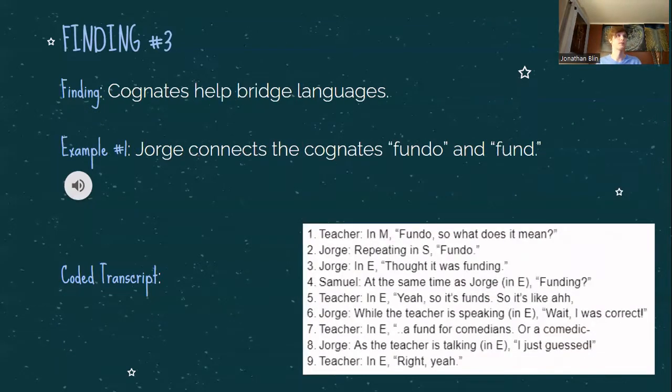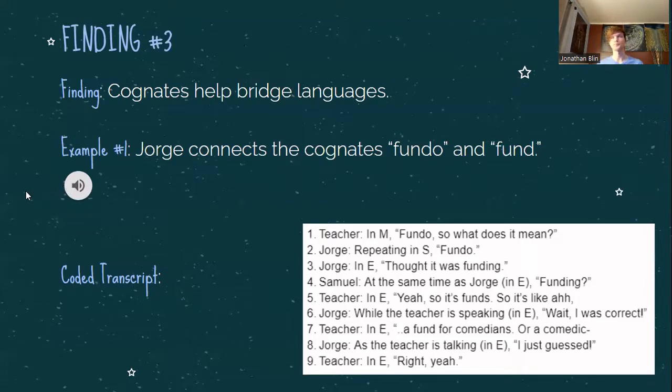And for our third finding, notice that cognates help bridge languages. Okay, so for our example, we have Jorge connecting the cognates fundo and fund. Cognates are a set of words or pair of words that are similar between languages. And so we can see that with this example.